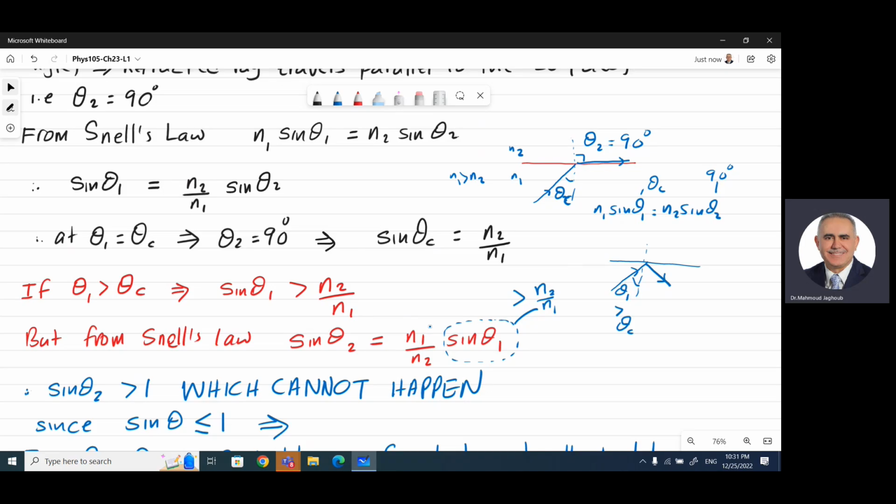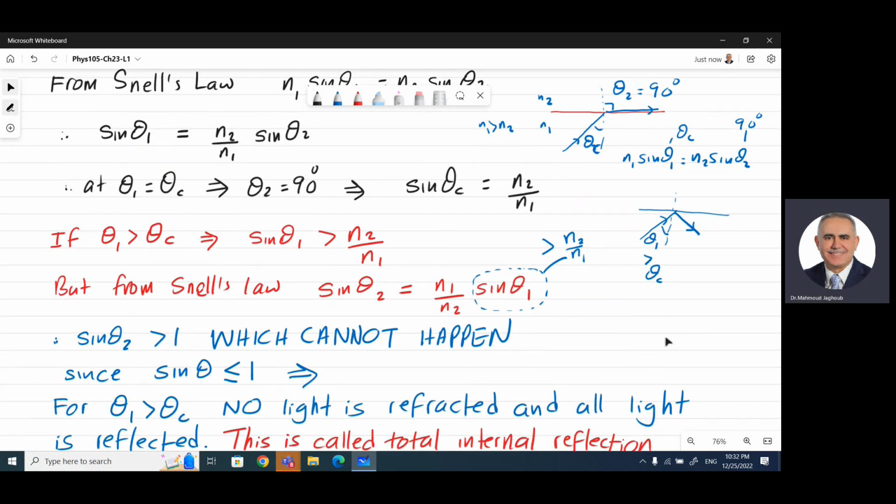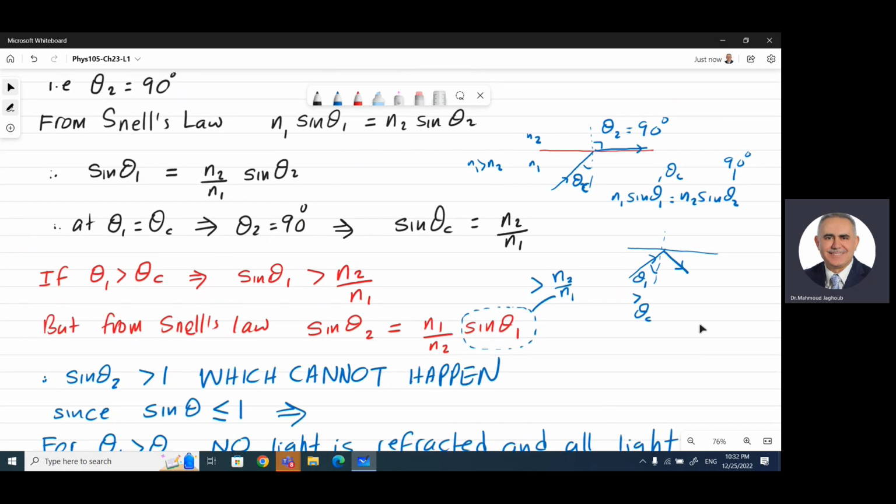In other words, don't let this confuse you. For total internal reflection you must have all the light being reflected. If the angle of incidence is greater than theta critical, you cannot have a refracted ray, because according to Snell's law the sine of the angle of refraction would be greater than 1, and this is impossible. So we get total internal reflection. This is all we get from Snell's law. Just put the equations and you will see it.